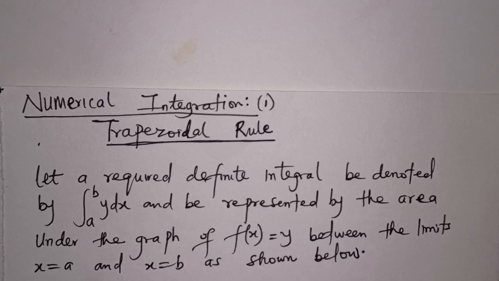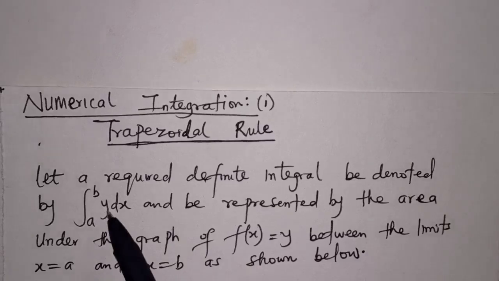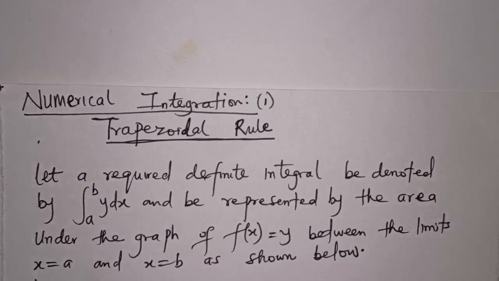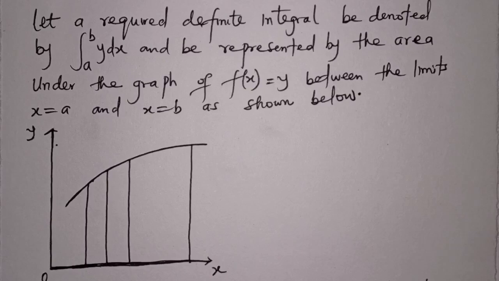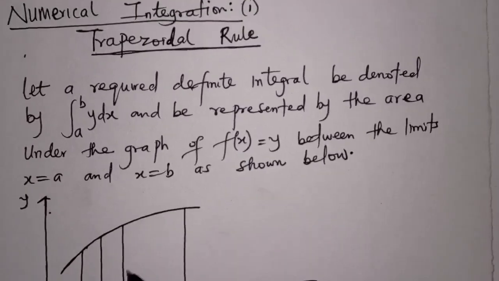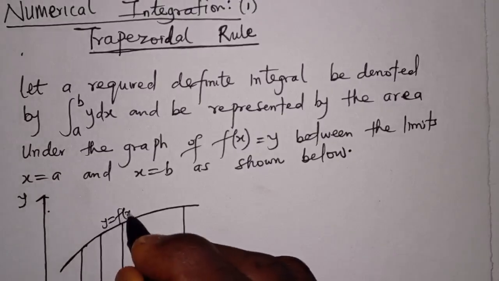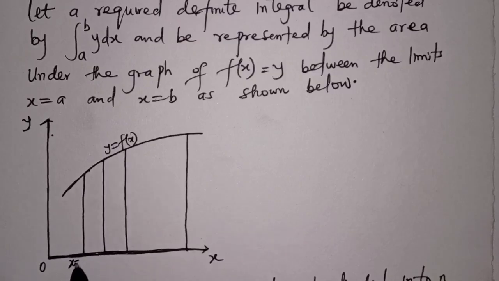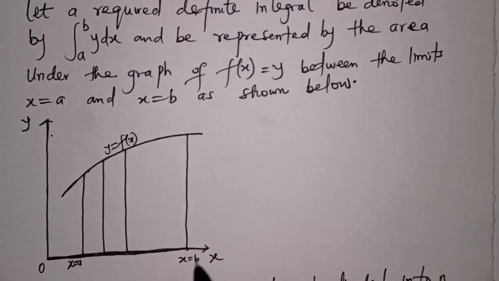Let a required definite integral be denoted by the integral of y dx from a to b and be represented by the area under the graph of y equal to f of x between the limits x equal to a and x equal to b, as shown below. We are trying to understand the geometric interpretation of the trapezoidal rule. That's why I'm showing you all of these. So this is the graph of y equal to f of x, from x equal to a to x equal to b.